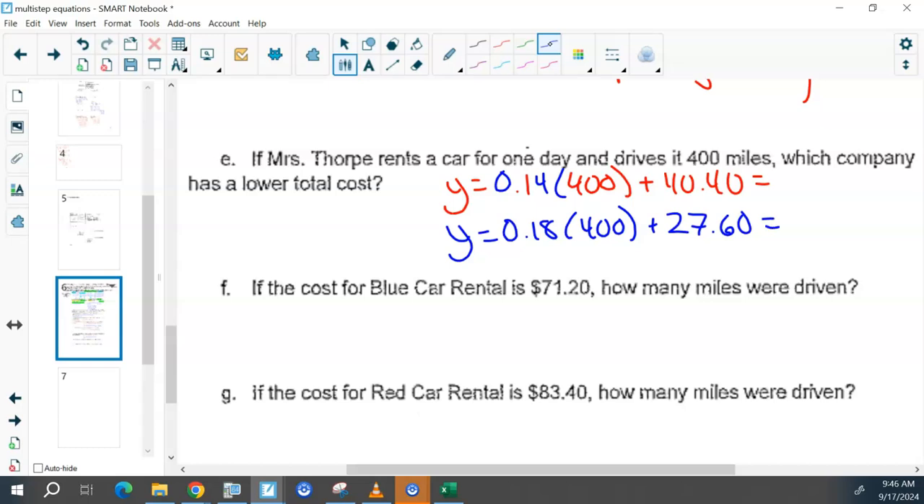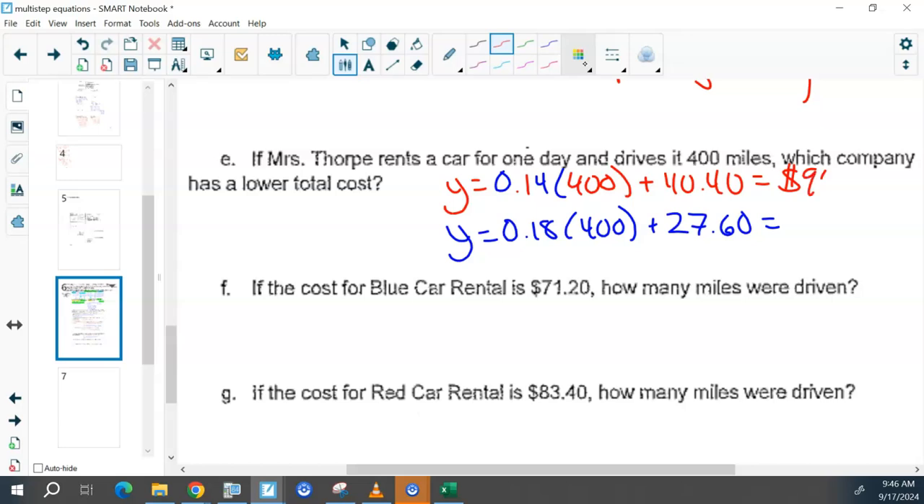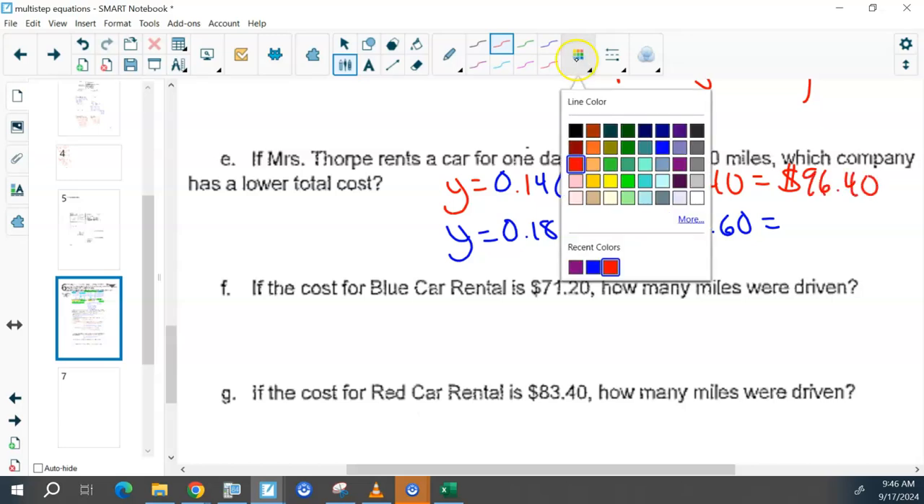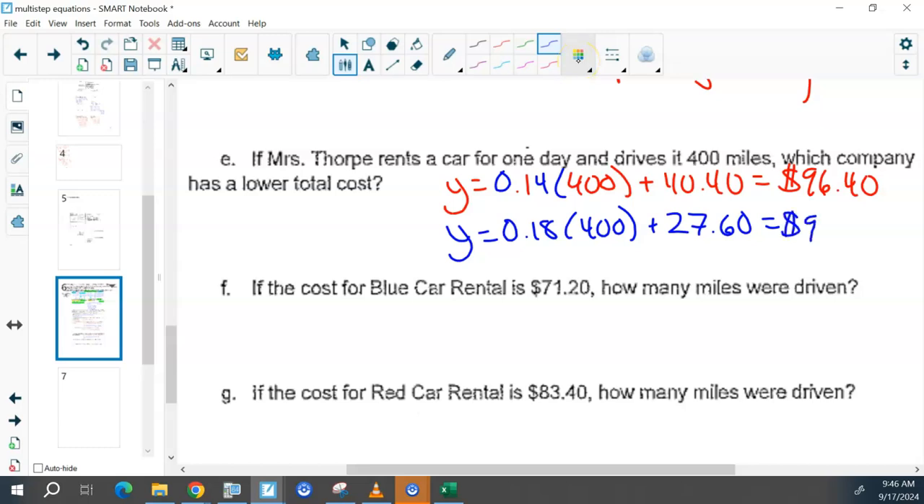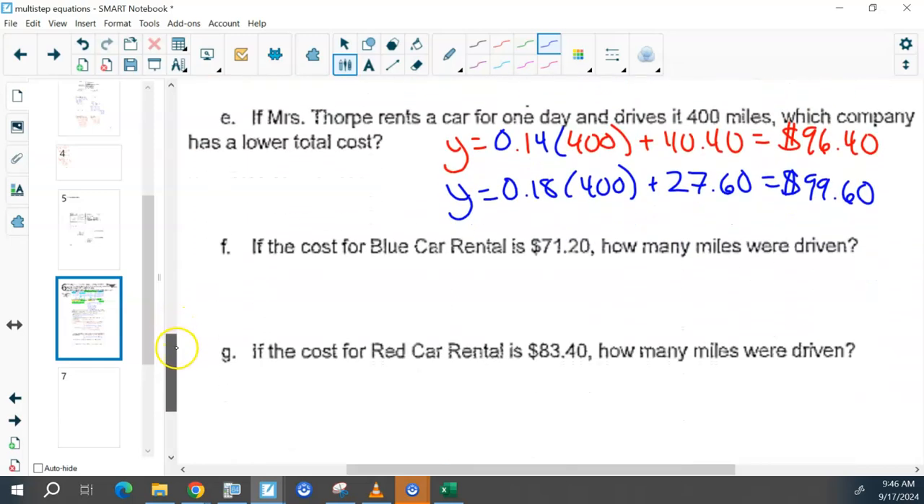So then when we change the number of miles, what is the cost of the red? And if you didn't get that far, go ahead and calculate that now. Multiply 0.14 and 400 and then add 40. 96.4. Say one more time. 96.4. And then the blue rental? 99. So at some point, the blue was cheaper, but the more miles you have, the red would be cheaper. So in the future, think about that if you're comparing car rentals.